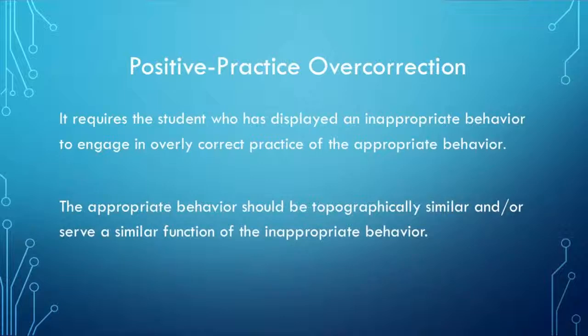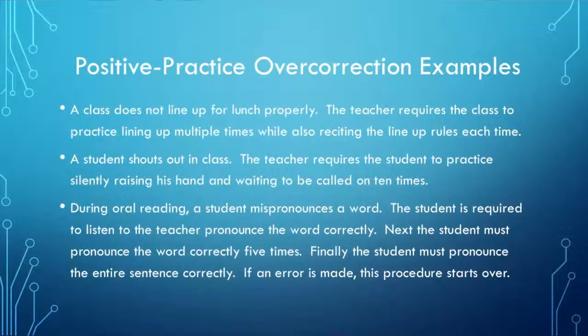Positive practice overcorrection requires the student who has displayed an inappropriate behavior to engage in an exaggerated correct practice of the appropriate behavior. The appropriate behavior should serve a similar function to the inappropriate behavior it is replacing. An example of positive practice overcorrection would be a class that does not line up for lunch properly. The teacher requires the class to practice lining up multiple times while also reciting the lineup rules each time.